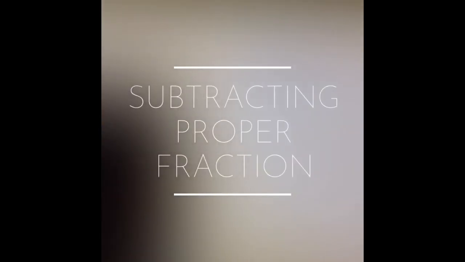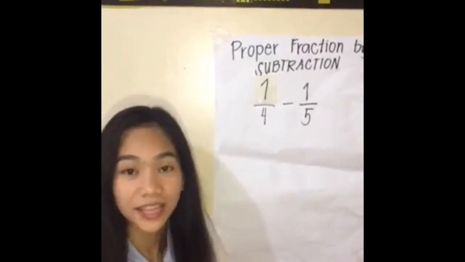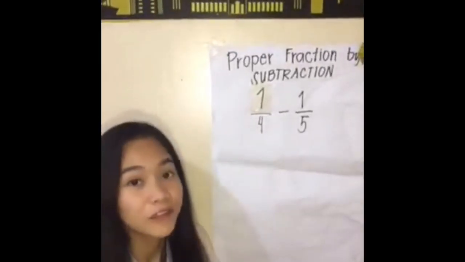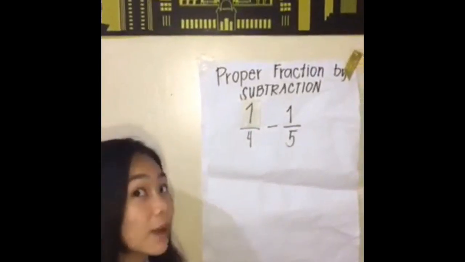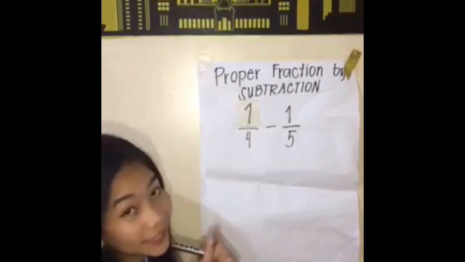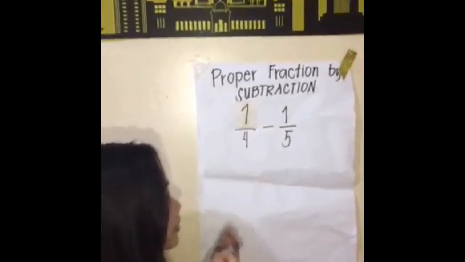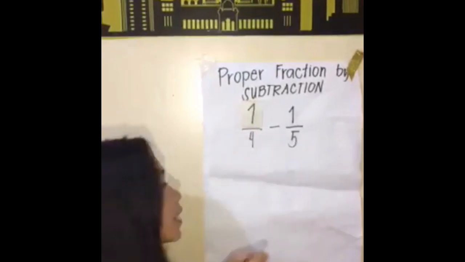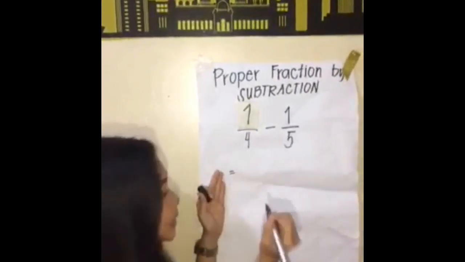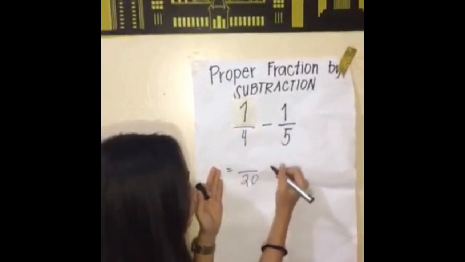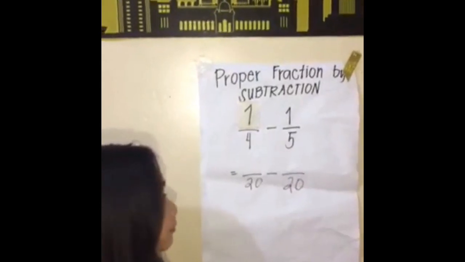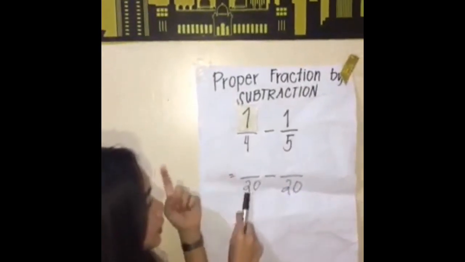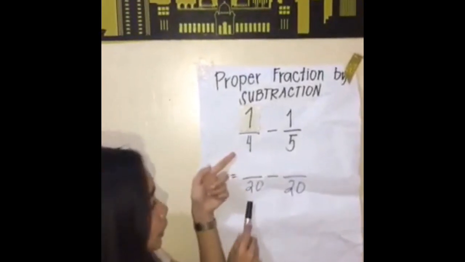So now, let's proceed to the subtraction. First step, find the least common denominator. To find the common denominator, we should multiply the denominators. The denominator is the number on the bottom. So, 4 times 5 is equal to 20. The next step, divide the least common denominator by the denominator.